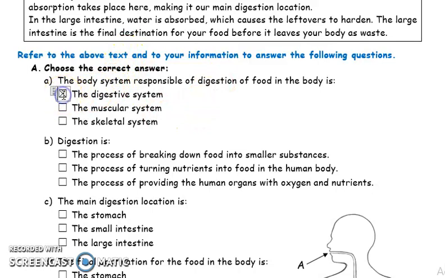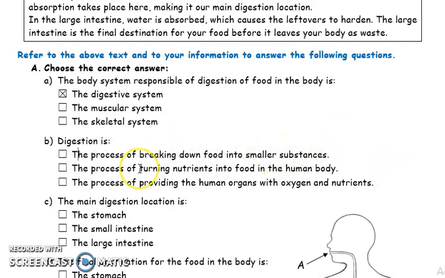It's the digestive system, that's right. The muscular system's job is to help us move. The skeletal system's job is to support and protect the body. The digestive system's job is to make digestion of food. What's digestion? What do we mean by digestion? Is it the process of breaking down food into smaller substances?